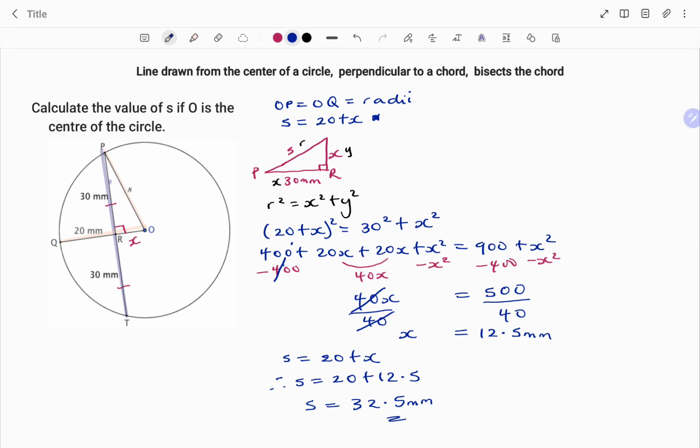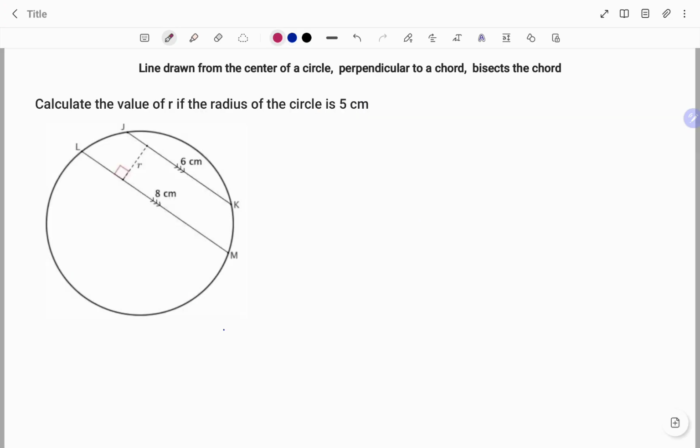Let's look at the other example. In the second example, I have to calculate the value of R if the radius of the circle is 5 centimeters. We've not been given the center of the circle, so I'm going to construct my own center to be O, such that the distance O to any part of the circle, which is the radius, is given. Now, the theorem states that the line drawn from the center of a circle perpendicular to the chord bisects the chord.